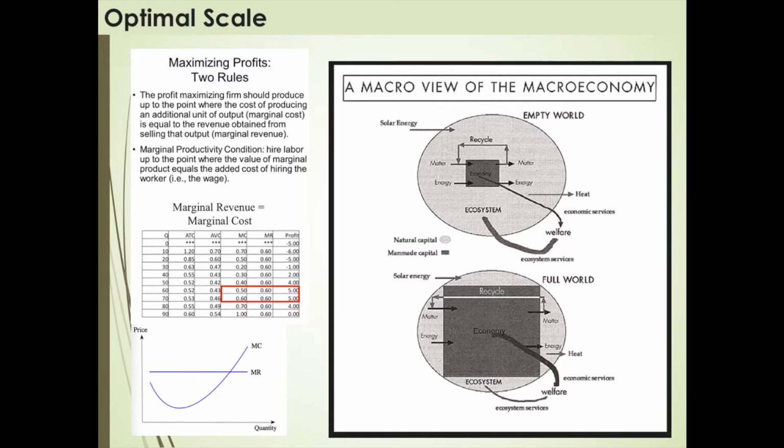When economic thought was developing in the late 1700s, we had an empty world view. Resources were not quite as scarce as they are today, so the opportunity costs of economic expansion were not quite as great. However, in a full world view, one that we face today, where the economy takes up a large portion of the ecosystem, the opportunity costs of growth become so large that we can actually have uneconomic growth, in which welfare actually goes down as the economy expands.